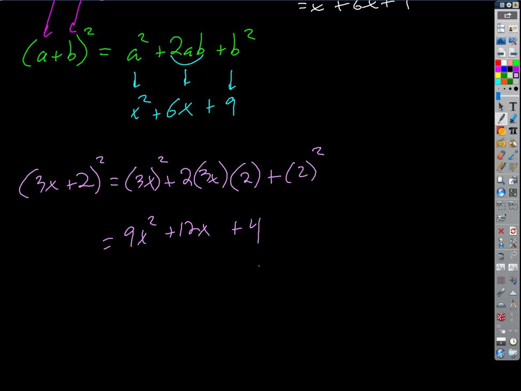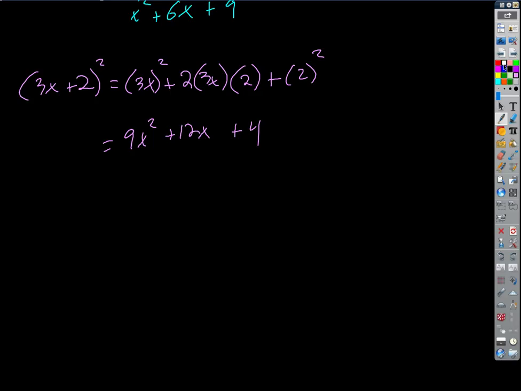Okay, so what about one like this then? Let's try a different one. How about x minus 7 squared? Same pattern. What's my a this time? 1x. X. What's my b? Negative 7, right? It's negative 7.